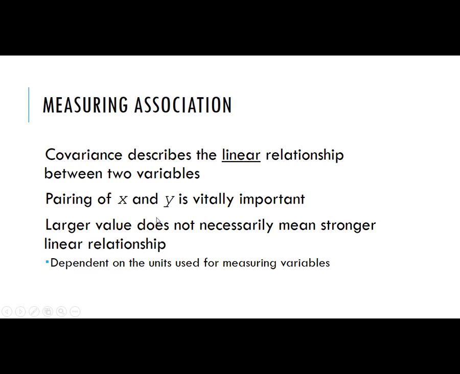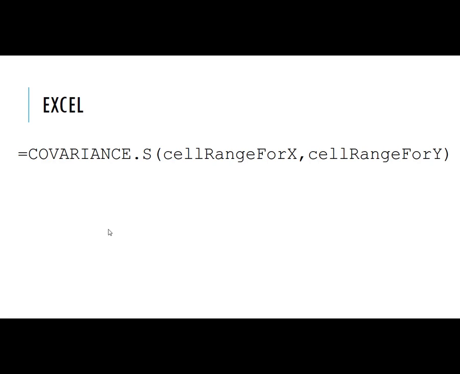The one bad thing about covariance is that the magnitude of the resulting statistic does not necessarily mean that there's a stronger linear relationship. So just because it's larger doesn't mean that it's a stronger linear relationship. This is because covariance is highly, highly dependent upon the units used for measuring the variables. Right? So let's calculate covariance between our X, which was our alcohol content by volume, and our calories.